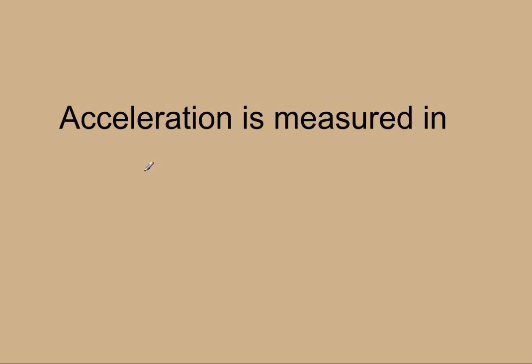Acceleration is measured in distance divided by time squared. Any unit of distance divided by any unit of time squared. The one we're most often going to see is meters per second squared. And as I've said in previous videos, if you don't understand what meters per second squared means, don't worry. We just have to know that that's what it is. We don't really have to understand why at this stage of the game. Just know that meters per second squared is how acceleration is measured.